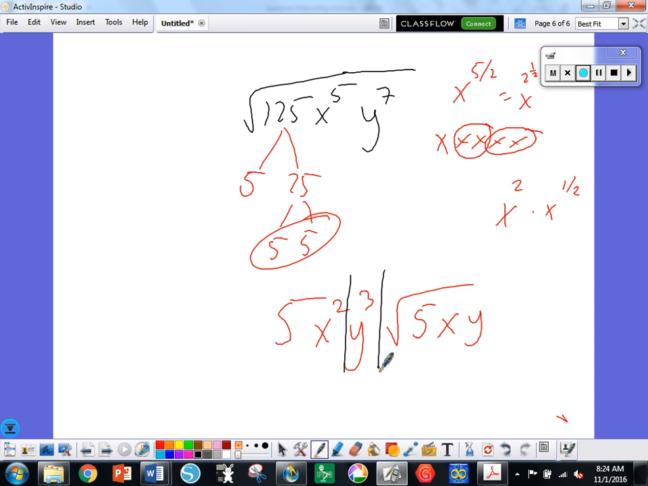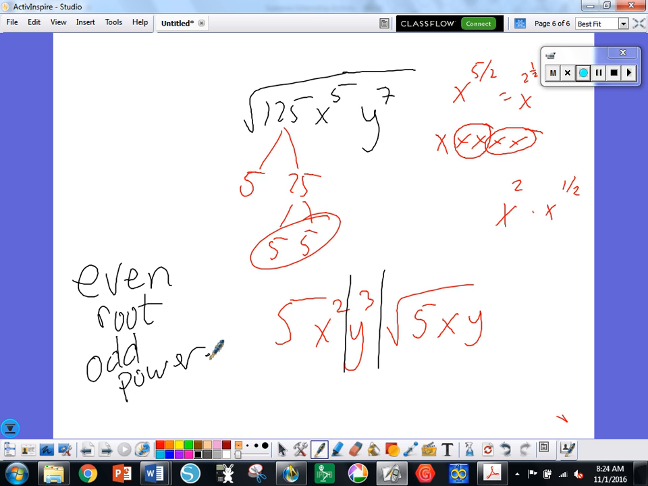My rule, once again, what did I say? Even root, if you're coming out of an even root, and on the outside you get an odd power, even root, odd power. It's like a little chant to me. I say it in my head all the time. Even root, odd power, even root, odd power. Those guys are the ones that get absolute value.